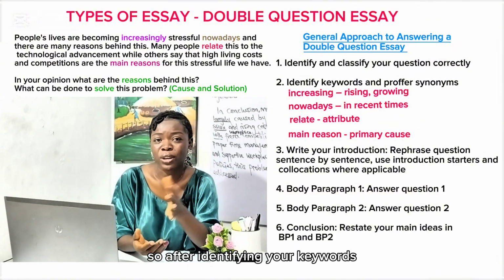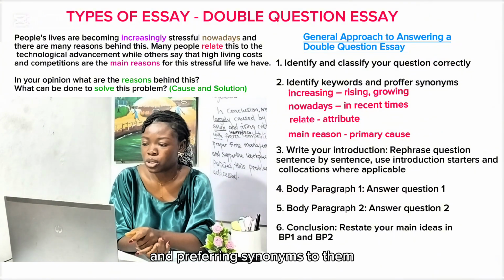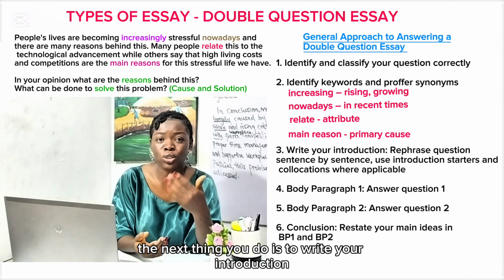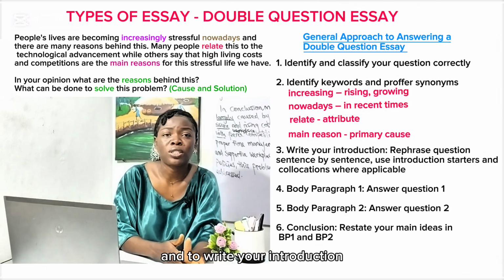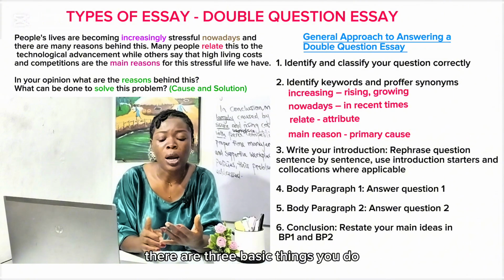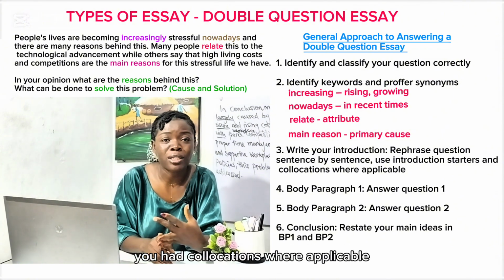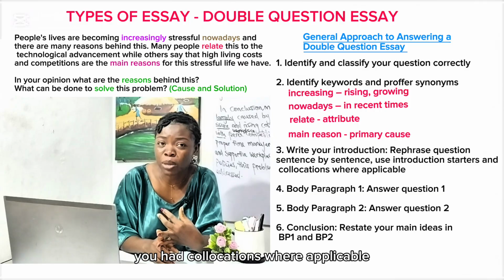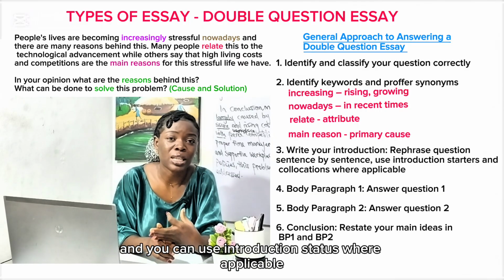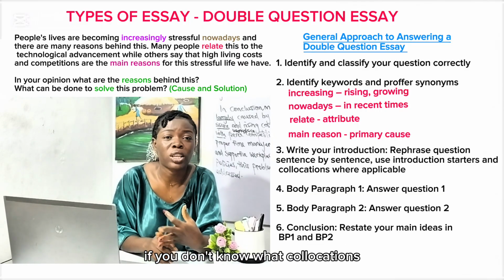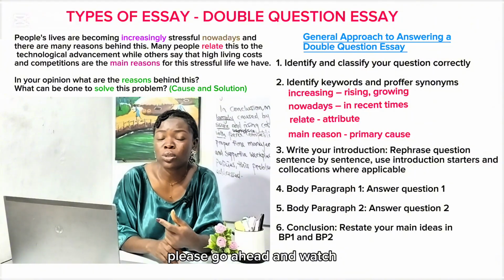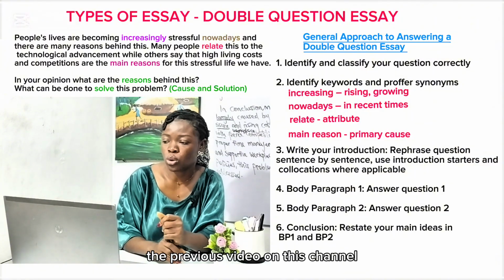So after identifying your keywords and preferring synonyms to them, the next thing you do is to write your introduction. And to write your introduction, there are three basic things you do. You rephrase your question sentence by sentence. You add collocations where applicable, and you can use introduction starters where applicable. If you don't know what collocations and introduction starters are, please go ahead and watch the previous video on this channel.